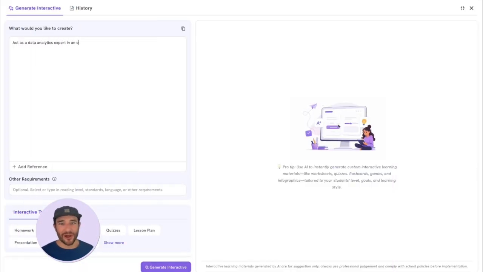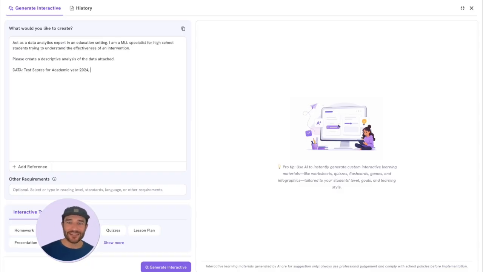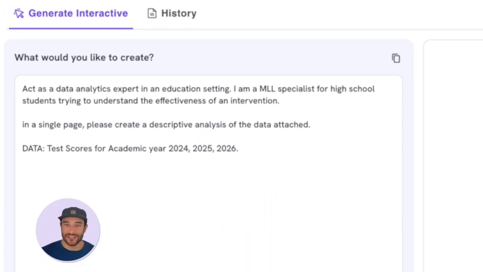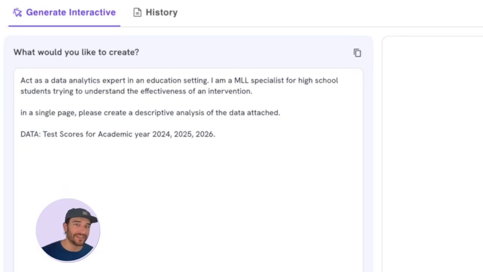An example of a prompt for descriptive analysis could be, act as a data analytics expert in an education setting. I'm an MLL specialist for high school students trying to understand the effectiveness of an intervention. In a single page, please create a descriptive analysis report of the data attached. I'm being clear about my expectations. I'm giving it context behind my goals, and I'm specific about the output that I want the AI to generate in order to meet these goals.